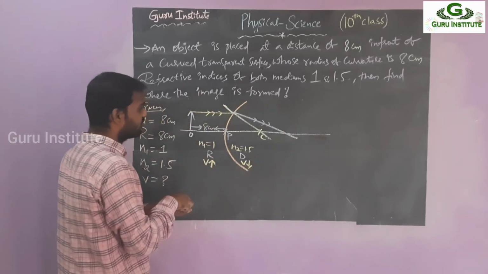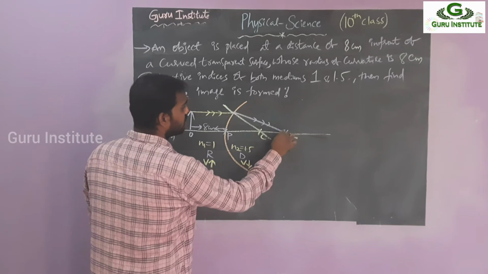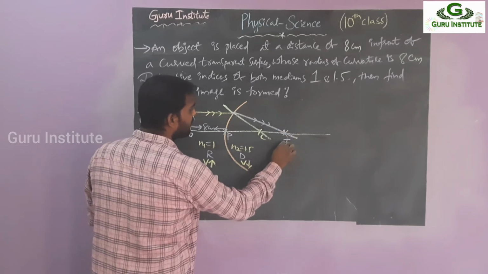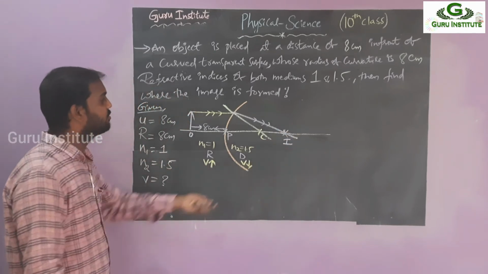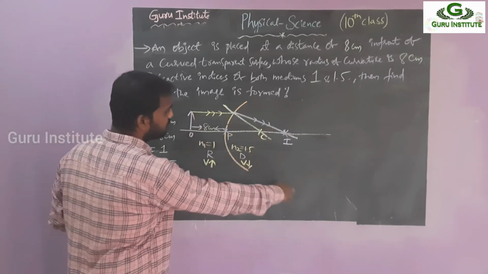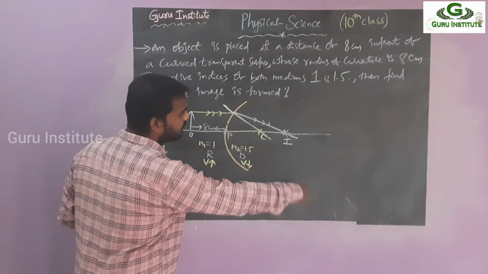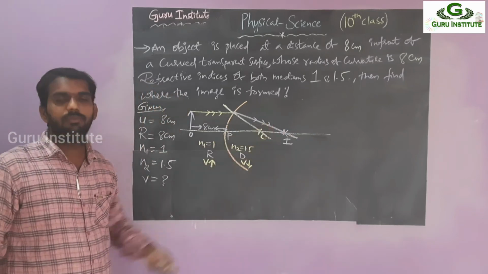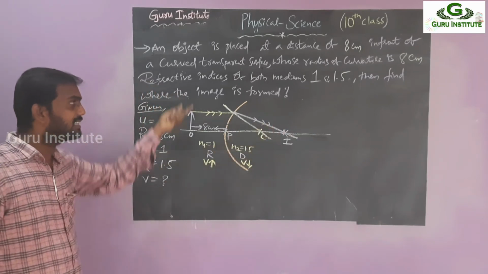Okay. So the image is formed here. This is about the image formation. I am taking the parallel ray, and the one passing through the pole you can draw too, but there is no need for that, because we are not asking for the ray diagram.